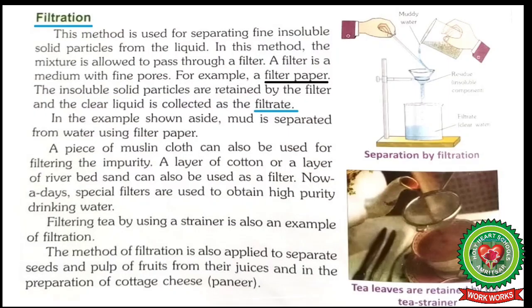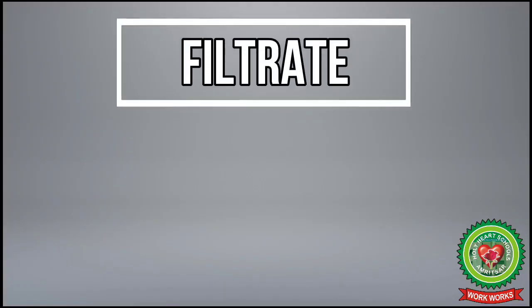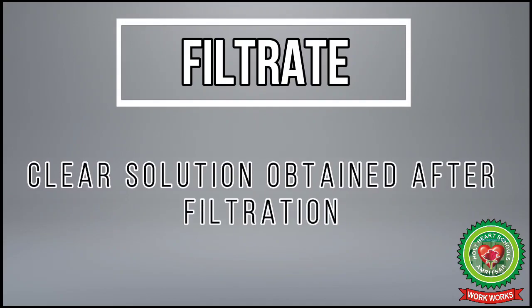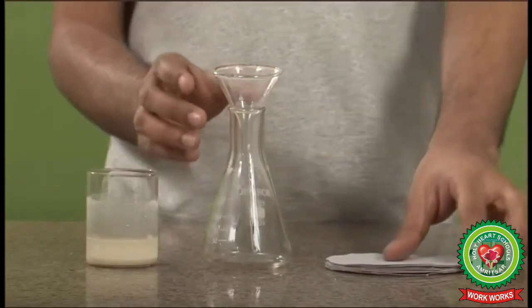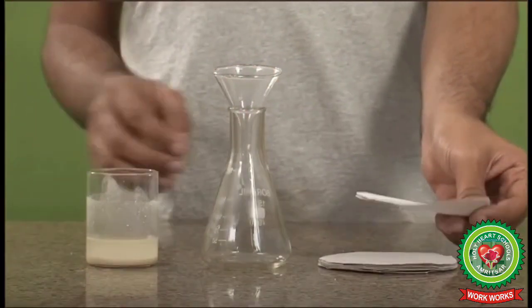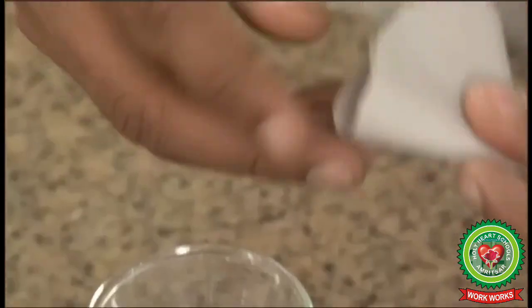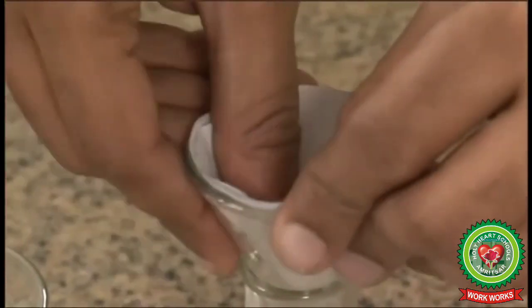The insoluble solid particles are retained by the filter and clear liquid is collected as the filtrate in the beaker. Underline the word filtrate and write down its definition, the clear solution obtained after filtration. Let's understand this method with the help of an example. Take the mixture of muddy water and allow the muddy water to pass through a filter.